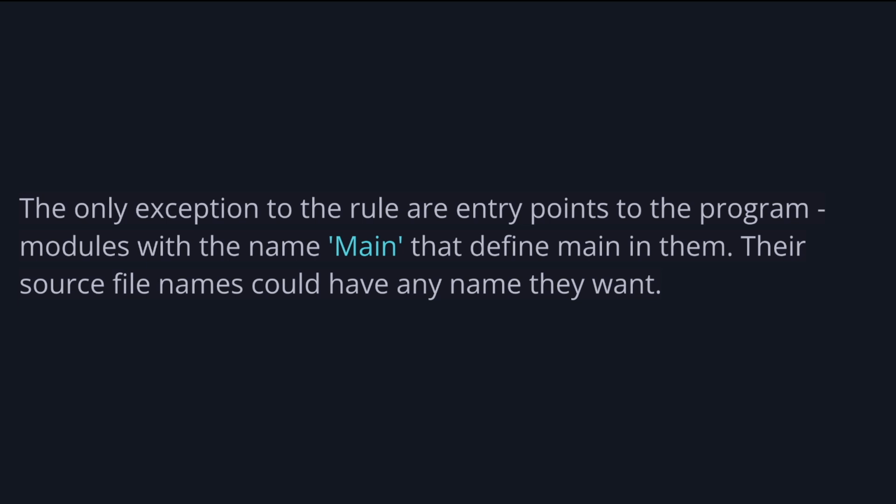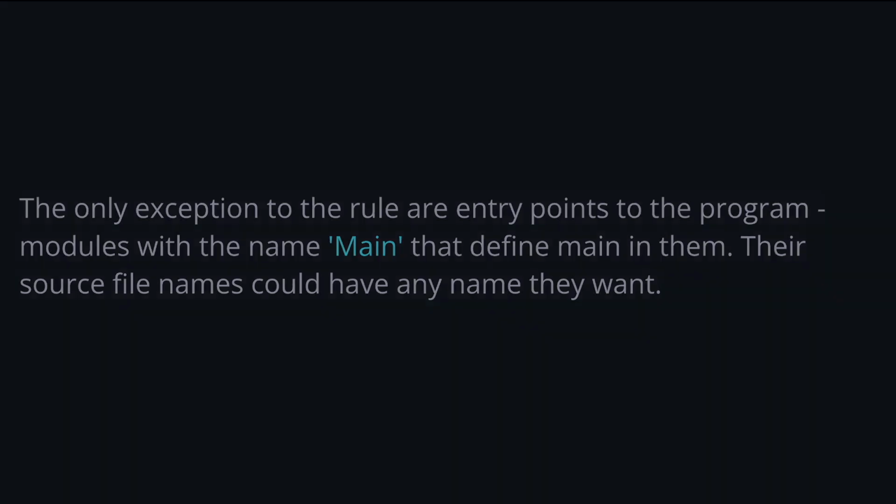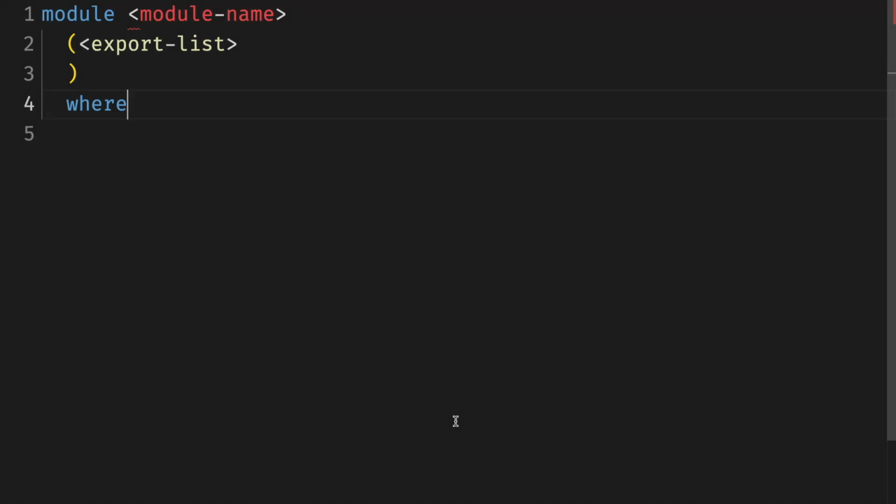The only exception to the rule are entry points to the program: modules with the name Main that define a main function in them. Their source file names could have any name they want. A module declaration looks like this: the module keyword, module name, export list, and where keyword.